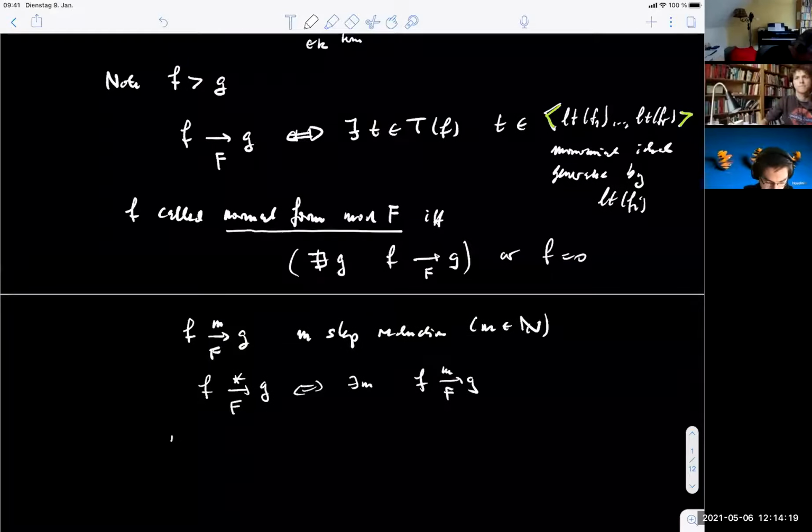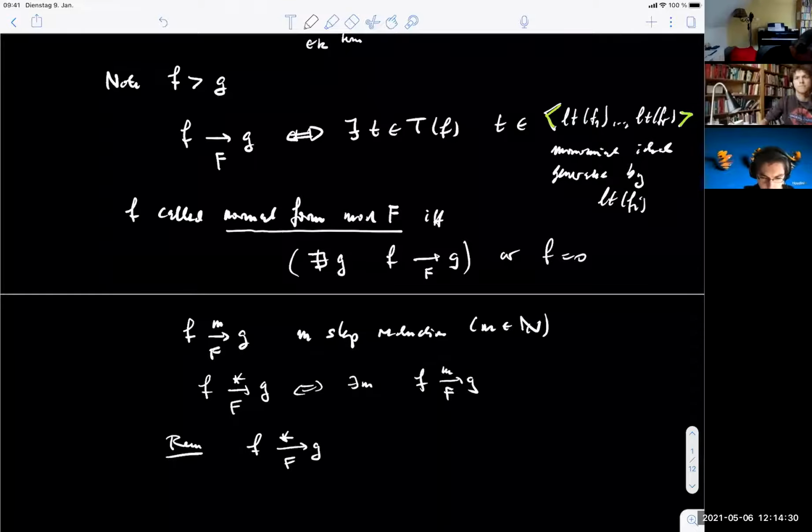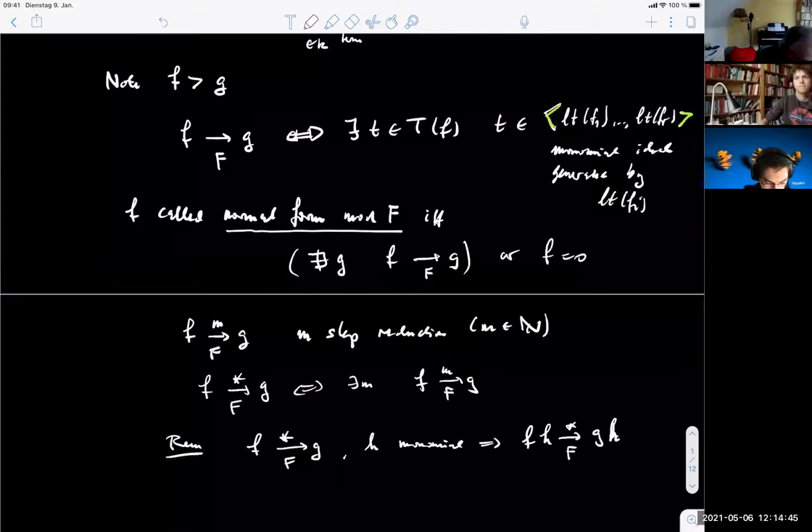Maybe a remark. So if I have a reduction from F to G, and H is a monomial, then F times H reduces to G times H mod F. This is very easy to check. Okay, you check it for yourself. So in a way, this reduction is compatible with multiplication by monomials.